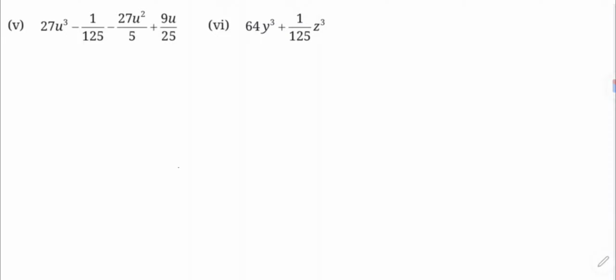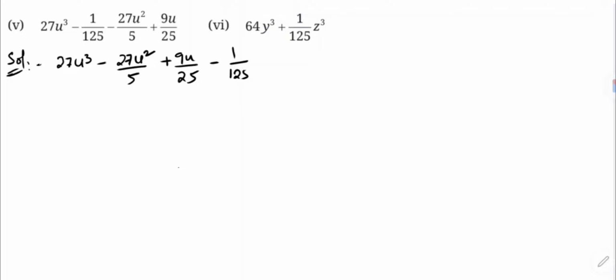Fifth bit: 27u cube minus 1 by 25 minus 27u square by 5 plus 9u by 25. Okay, so this is the given expression. Now first we will rearrange the terms. So first let us write in solution 27u cube. Okay, next I want to write 27u square by 5, then plus 9u by 25 minus 1 by 125.